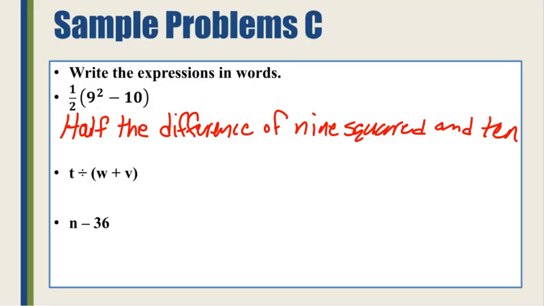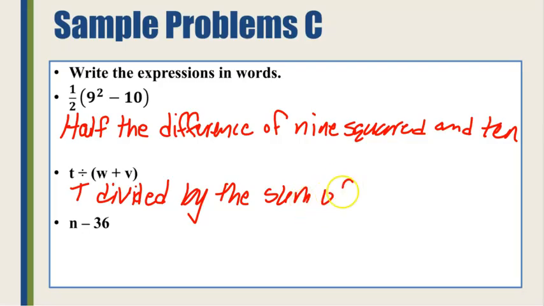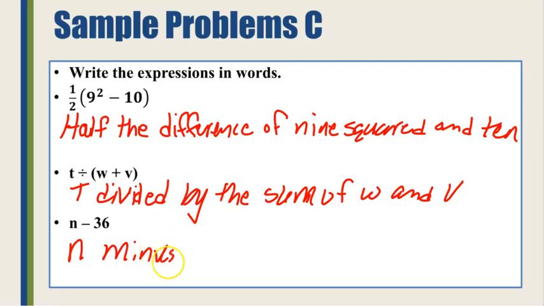Next, I have t divided by the sum of w and v. Again, I'm using the sum because I have that in parentheses, w plus v, and we're dividing by the answer to the addition problem. Otherwise, if you don't put the word sum in there and you said t divided by w plus v, then it'd be t divided by w, and then your answer from that adding to v. And the last one is n minus 36. So that is our lesson on mathematical expressions.